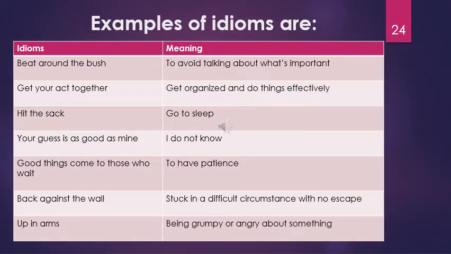Other examples of idioms: beat around the bush is to avoid talking about what is important. Get your act together is to get organized and do something effectively. Good things come to those who wait. It means to have patience. Up in arms is being grumpy or angry about something.